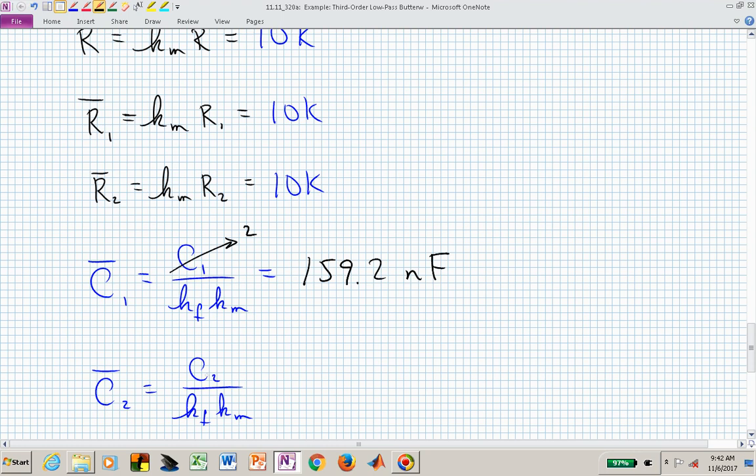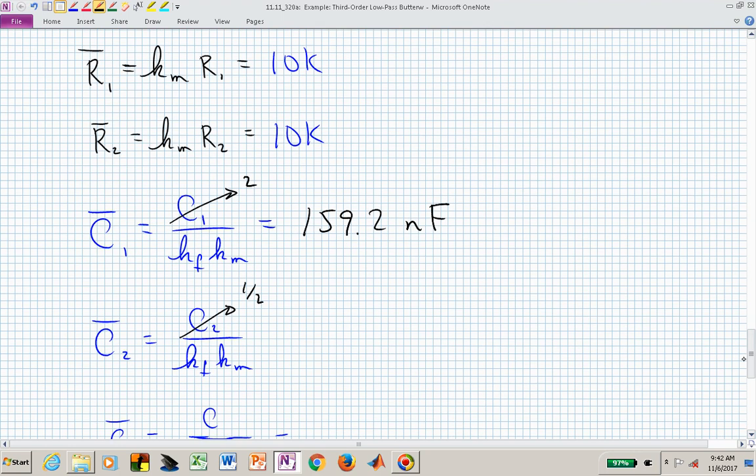C sub 2 was actually 1/2, which is 4 times smaller, or a factor of 4 less than 2. So we should see if C1 was 160, C sub 2 is going to be 40. So this one actually ends up being 39.8 nanofarads.